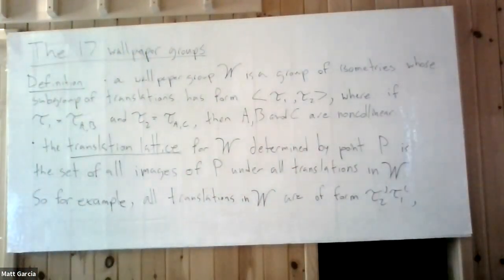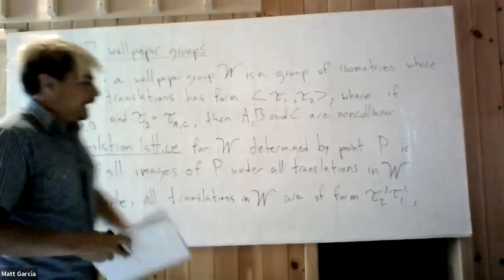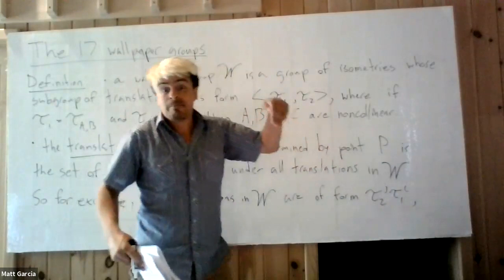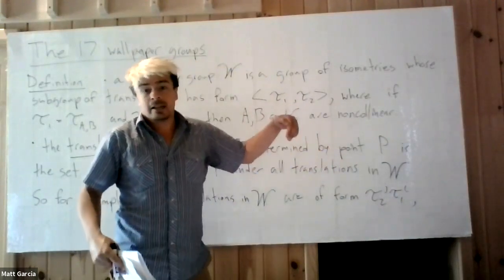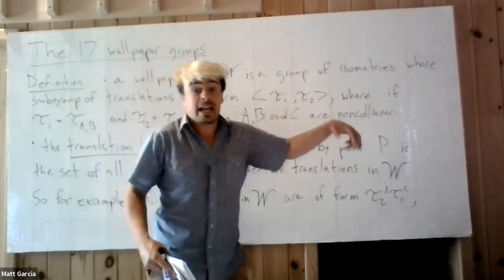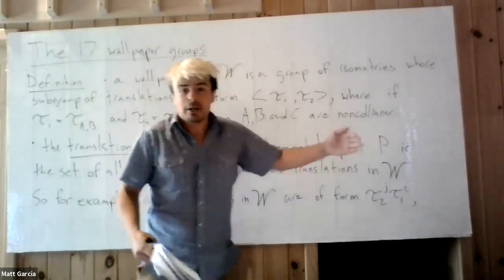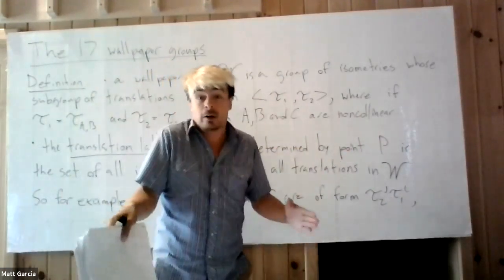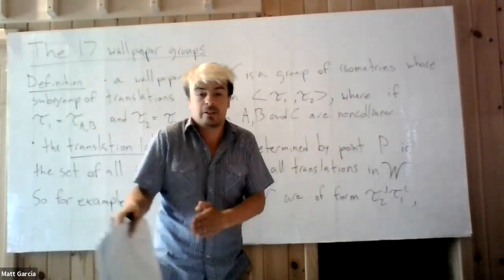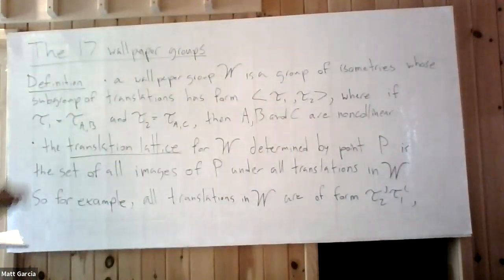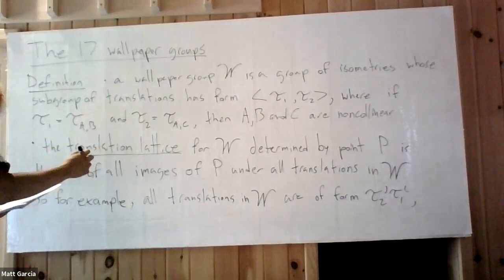And furthermore, that's why I can express them just as single powers. That's why I don't have tau2 to the i, tau2 to the j, tau1 to the i, tau2 to the k. It doesn't matter, because I can commute all those translations so that all the tau1s get together and all the tau2s get together. Okay, so all translations are of this form.